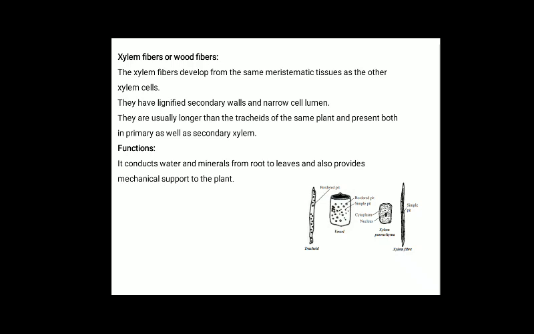The xylem fibers develop from the same meristematic tissue as the other xylem cells. They have lignified secondary wall and narrow cell lumen. They are usually longer than the tracheids of the same plant and present both in primary as well as secondary xylem. Functions: they conduct water and minerals from root to leaves and also provide mechanical support in the plants.